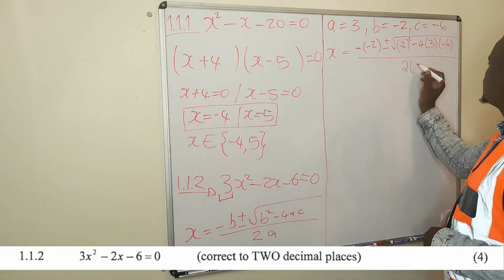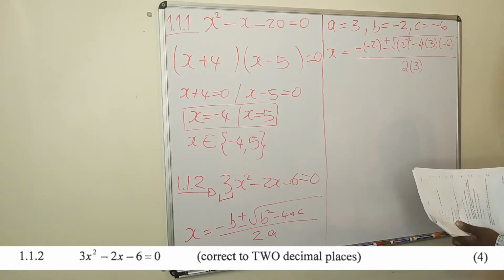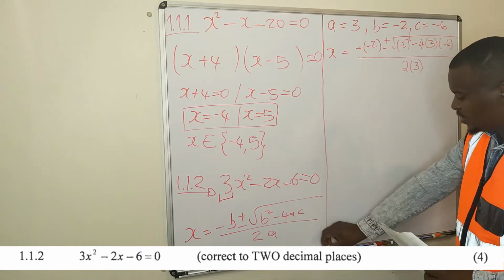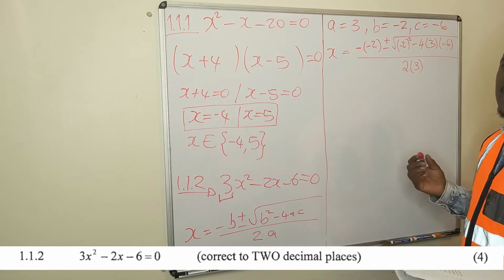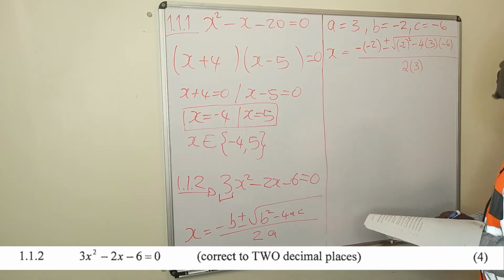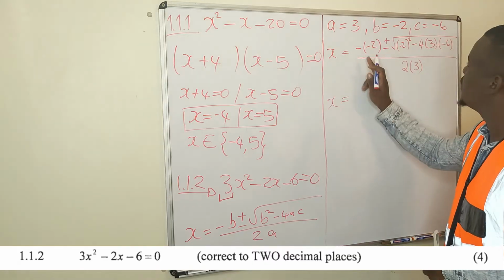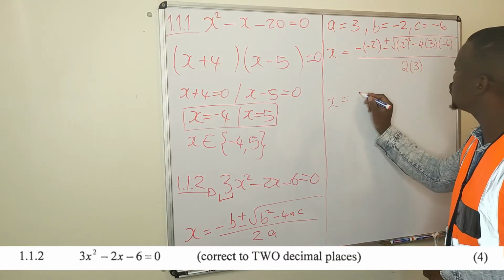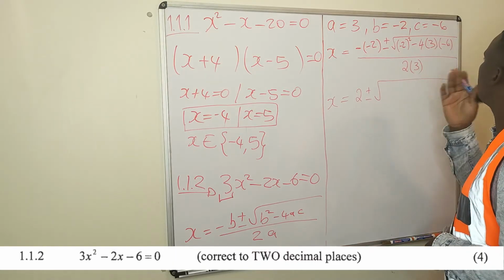What is your a? Your a is 3. Once you are here, you simplify it. Or you can just punch it directly on your calculator. But I like to simplify it. So, okay, x is equal to, this times this is 2, plus or minus the square root of what?